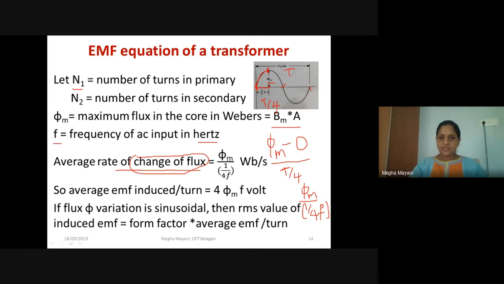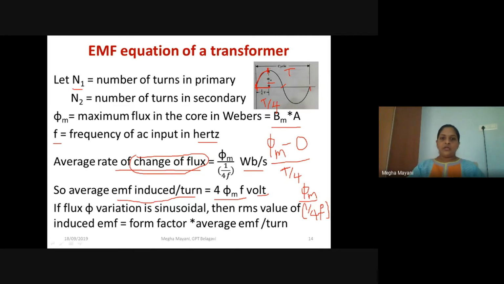Phi m represents the change of flux in quarter time period, and the time base, which is in terms of frequency, is written here. So the rate of change of flux will be Webers per second. Now we know what is the EMF induced per turn. The rate of change of flux we have seen from the video is exactly equal to the EMF induced per turn in the coil. So that is exactly equal to 4 multiplied by phi m multiplied by f volts.